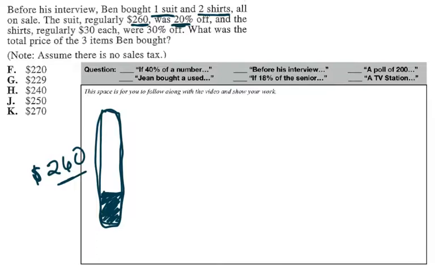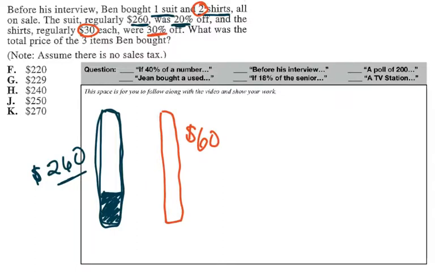Then if we think about the shirts, he bought 2 shirts and they're $30 each. So 2 $30 shirts, that would be $60 for both shirts. So let's say that this is $60. And those are 30% off. So again, 50% is about half right there. We know that it's not 50%, it's 30%. So it's going to be a little bit less, somewhere around there. So again, they're going to take off that amount of price because it's a discount. So it's going to be less than $60 for the shirts and less than $260 for the suit.